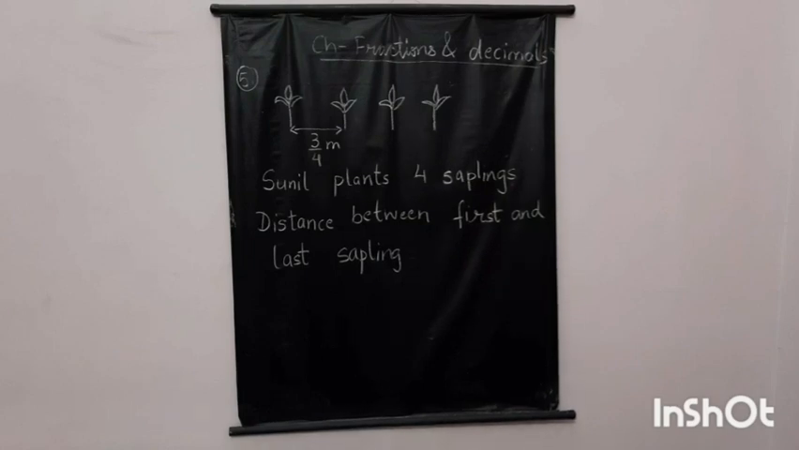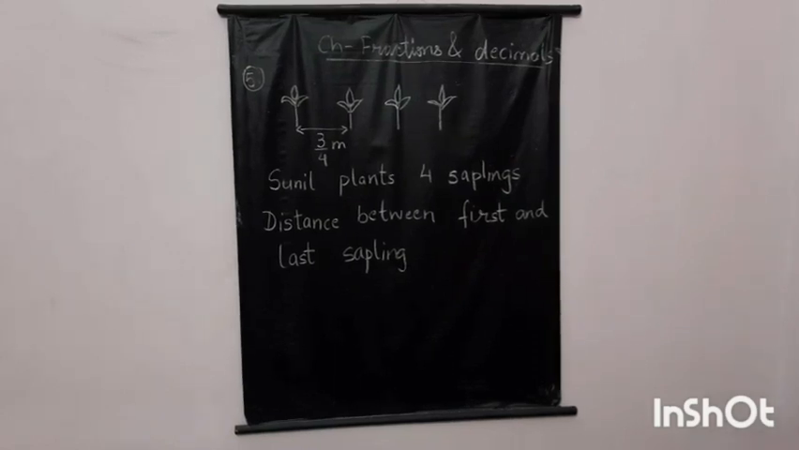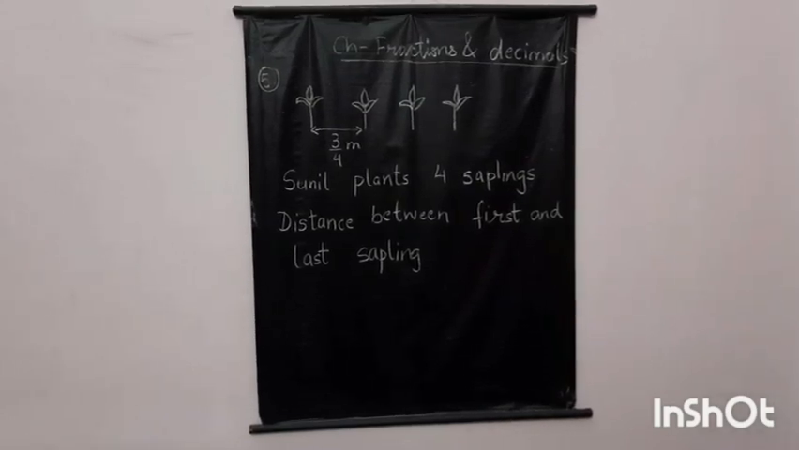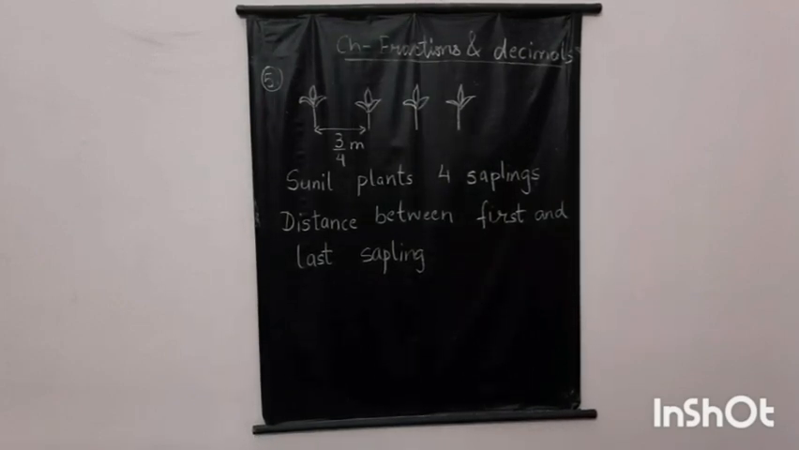Sally plants 4 saplings in a row in her garden. See, 4 saplings are planted there in Sally's garden. The distance between two adjacent saplings is 3 by 4 meter. Adjacent saplings means two nearest saplings. The distance between two nearest saplings is 3 by 4 meter. Find the distance between the first and the last sapling.